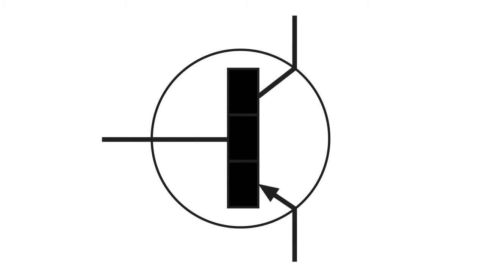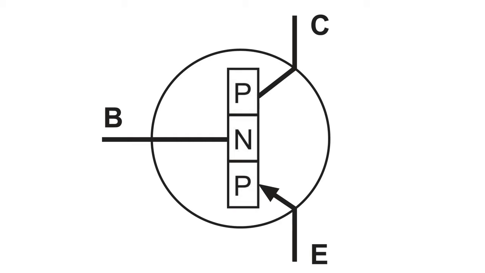This video is about how to identify if you have an NPN or a PNP transistor, and also how to identify the three leads: the emitter, base, and the collector. This is the symbol for a PNP transistor, and this is the symbol for an NPN transistor.